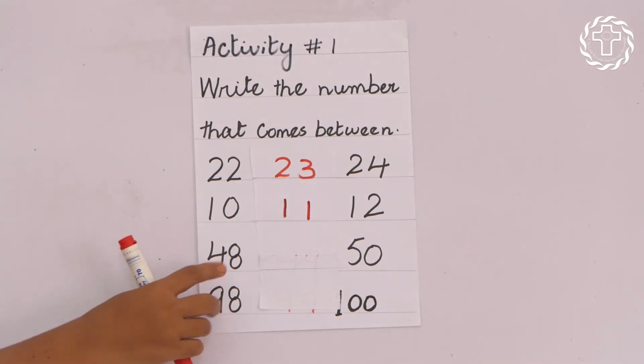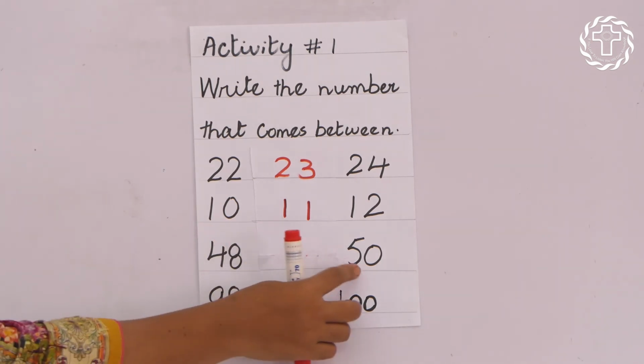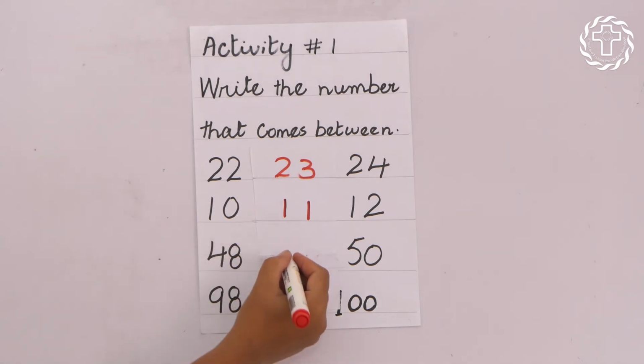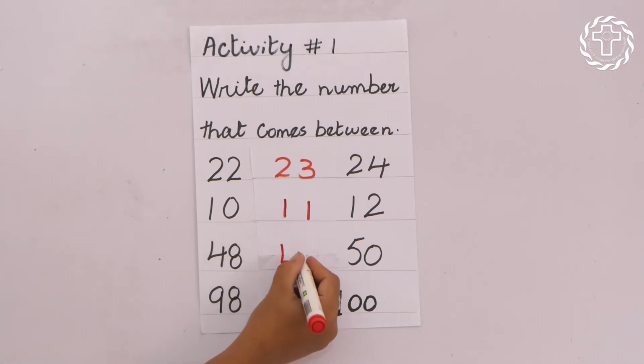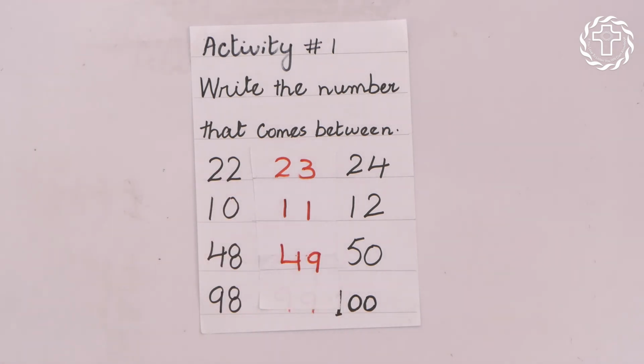What comes between 48 and 50? Tell me student. 49 is between number. Good. Okay, last one. Tell me students. What comes between number 98 and 100? 99.